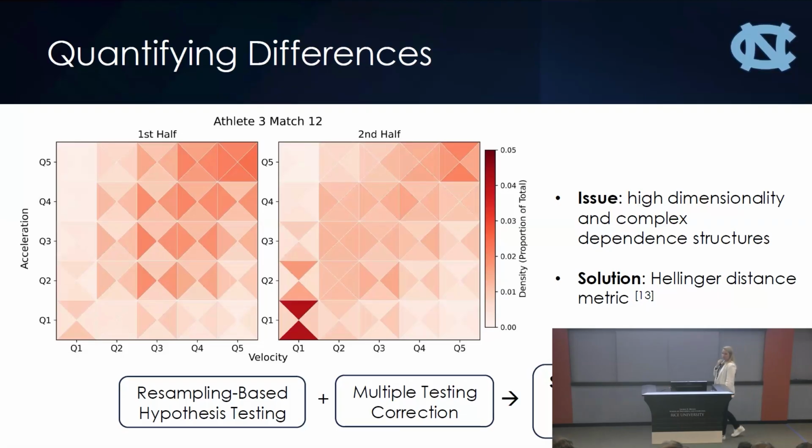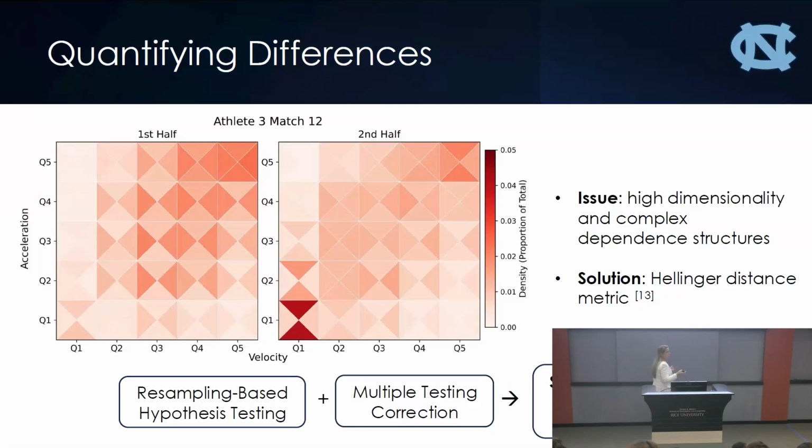But basically, we used a resampling-based hypothesis testing method, and the main issue is that there are high dimensionality and complex dependent structures within these cubes, right? More time spent in one triangle means less spent in another, inherently, because you're only playing a certain amount of time, right, when you control for playing time. So for this, we used what we call the Hellinger distance metric.